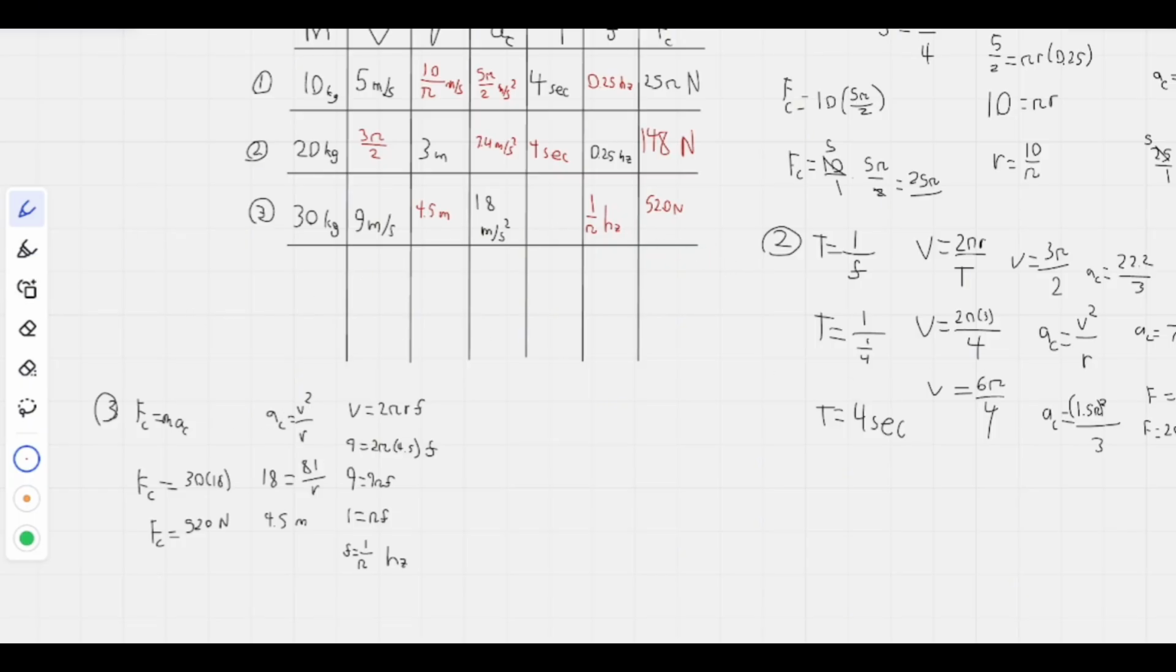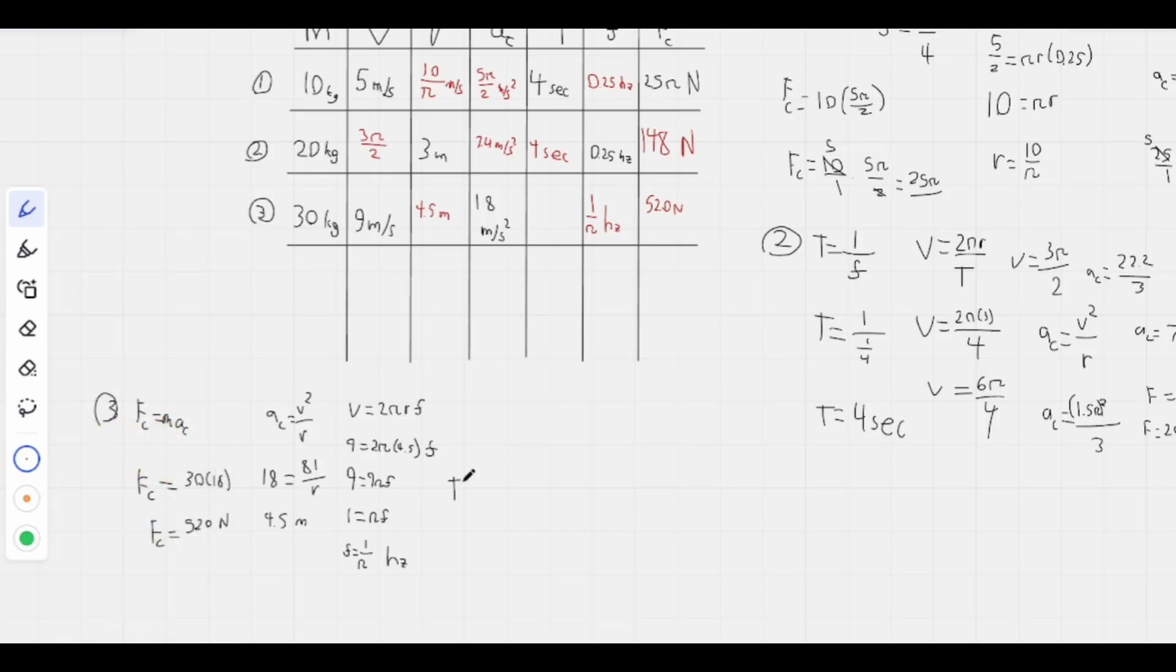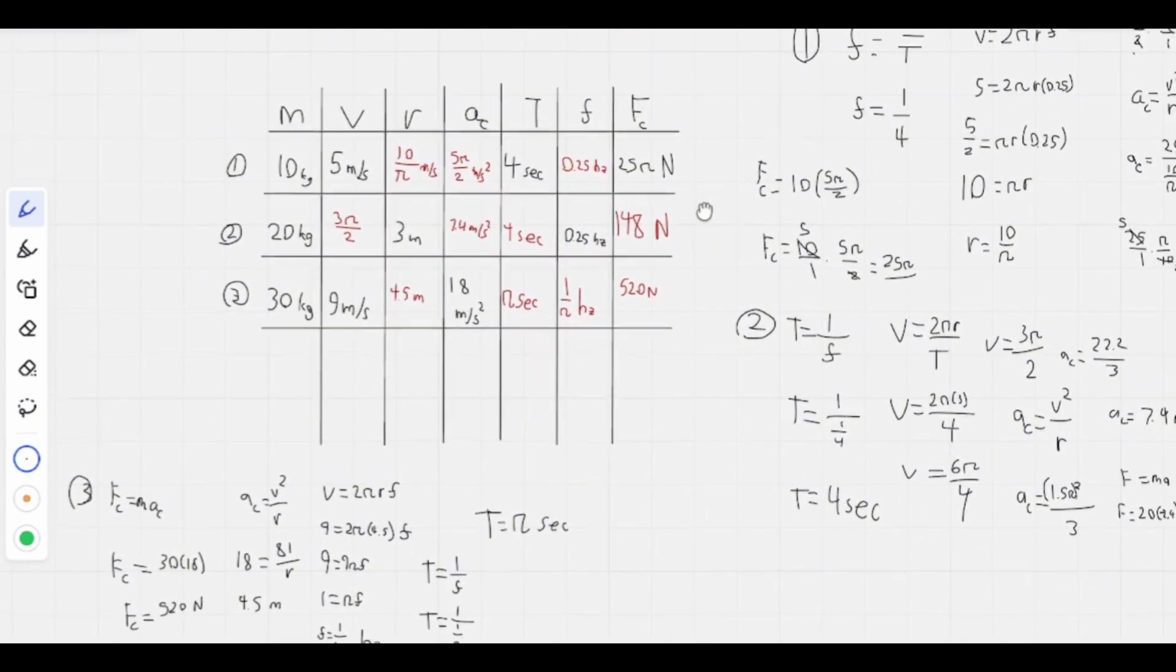the final thing that we need to do is just switch it around. T equals 1 over f. So T equals 1 over 1 over pi. And so our total time is equal to pi seconds. So we can fill in our final box in this graph. Our total time is equal to pi seconds. And that is it finished.